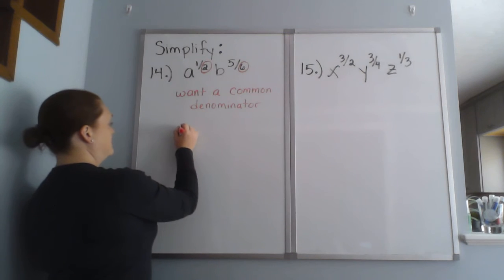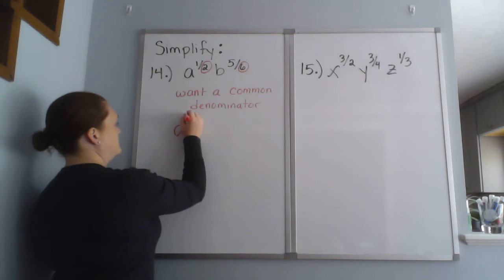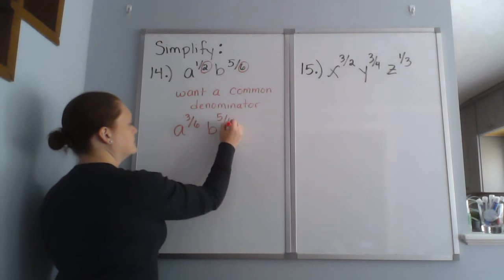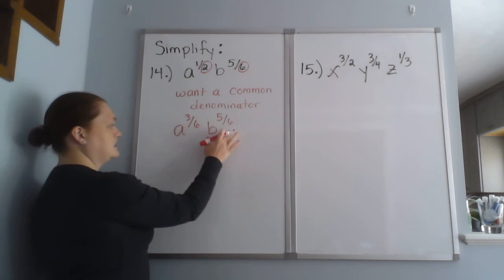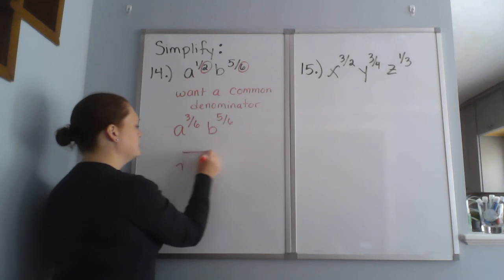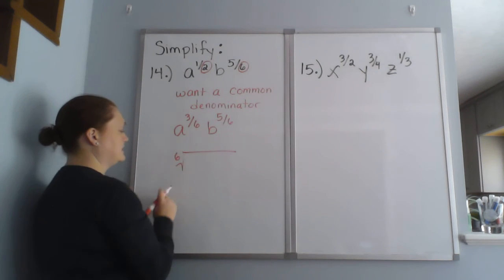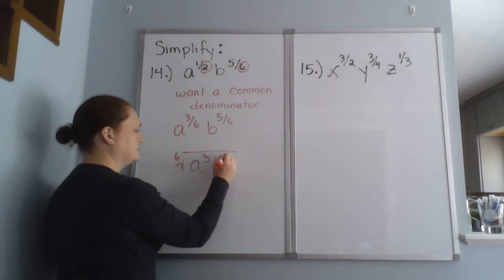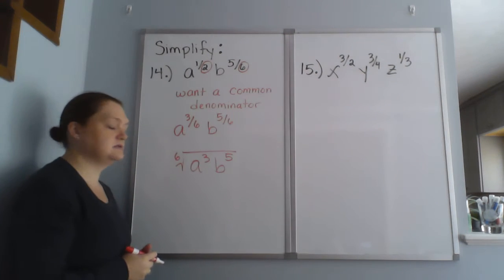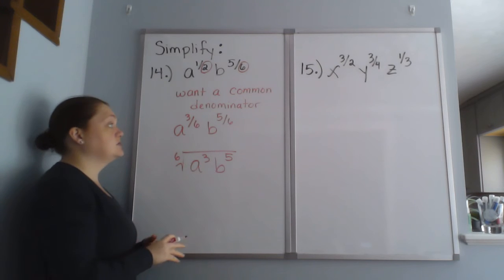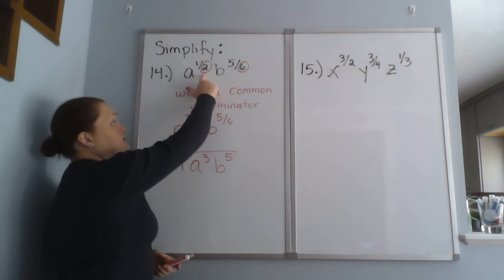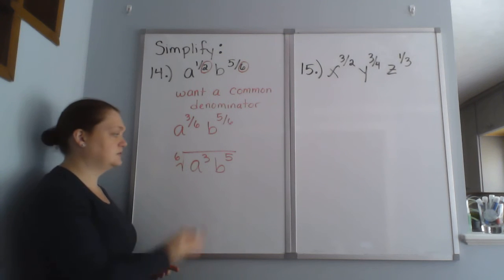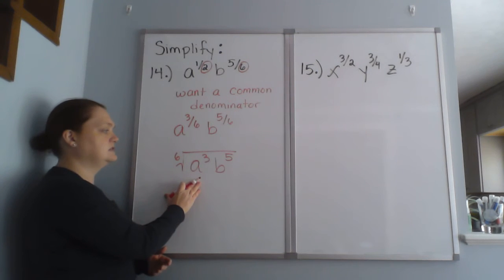So I'm going to take that a to the 1/2 and make it a to the 3/6. So then both of them are the 6th root. So I can put them together inside of one 6th root and make that a to the 3rd and b to the 5th. That will be in simplest radical notation. So I want to manipulate again the index or the denominator to be the same so I can write one radical instead of two. Okay, so that's the final answer for number 14.